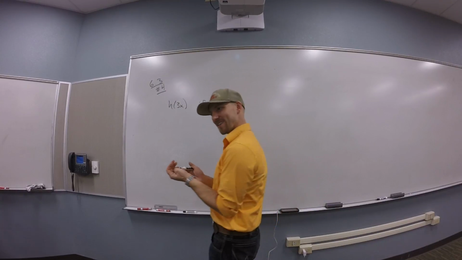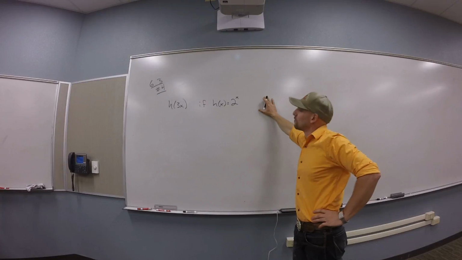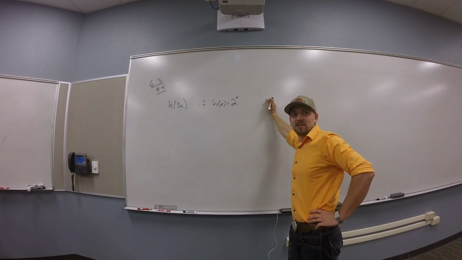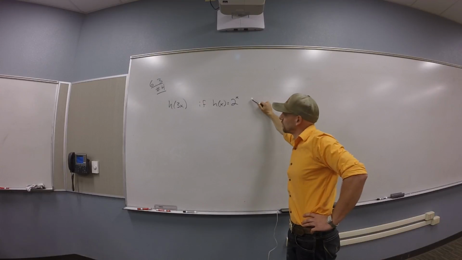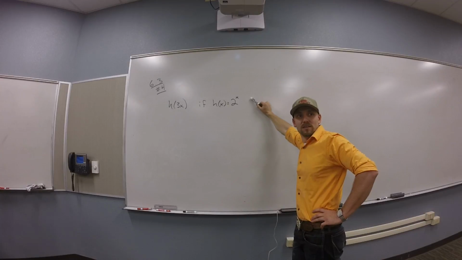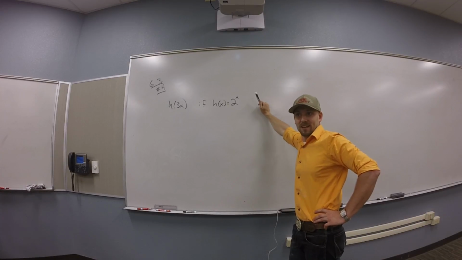All right, so beyond complaining about our past grades, let's try number 4 in 6.3. So what are we supposed to do with this one? Graph it. I'm supposed to graph h of 3x if h of x is 2 to the x, right? Yes. Okay, so what does 2 to the x look like?